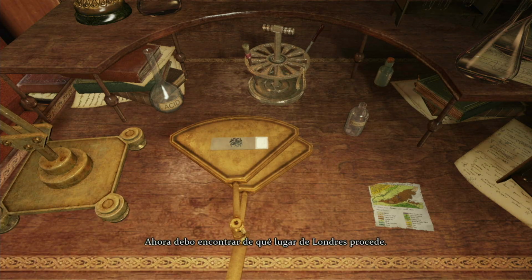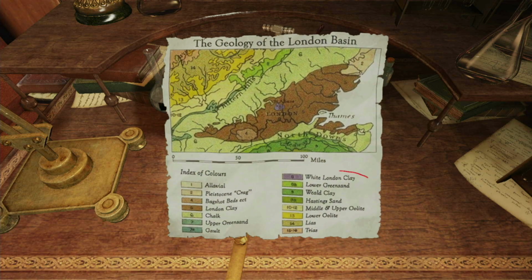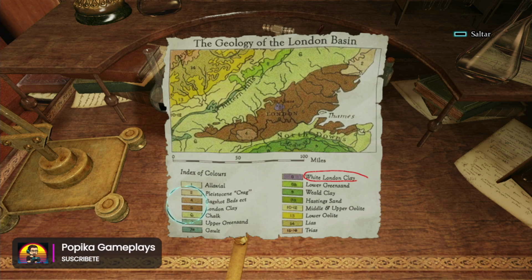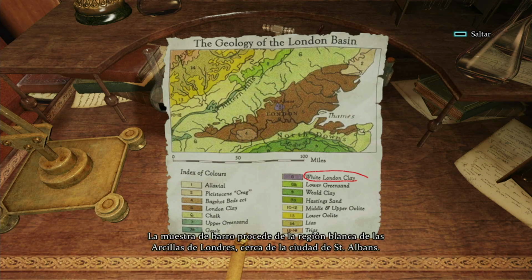Now, I need to find which area near London this sample belongs to. The sample of dirt belongs to the White London clay region, located near the city of St. Albans.